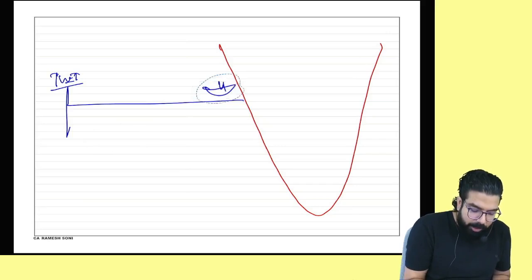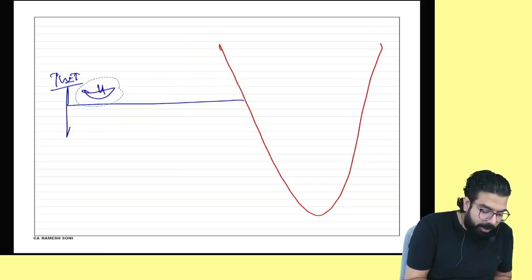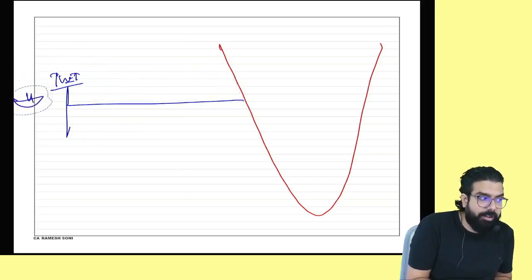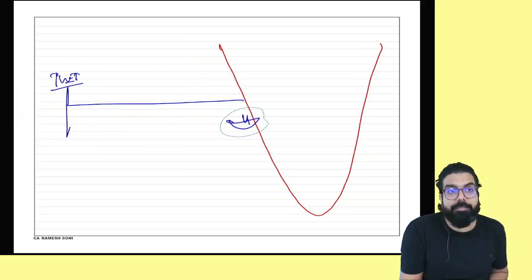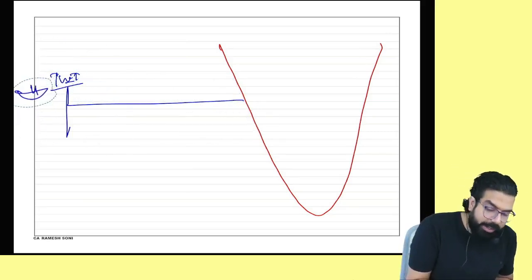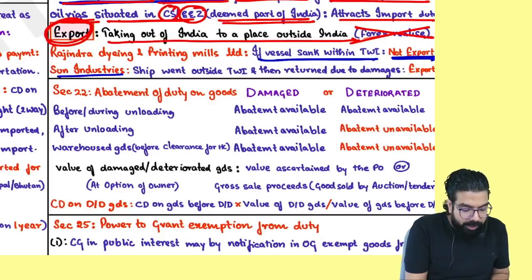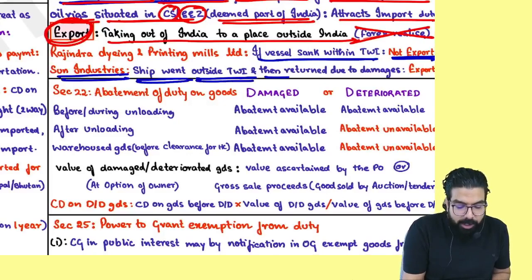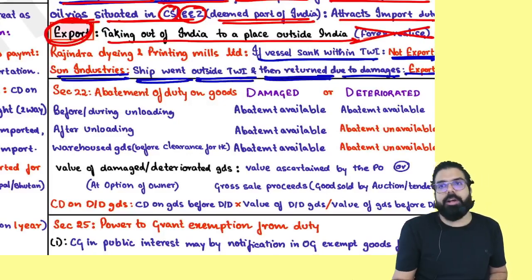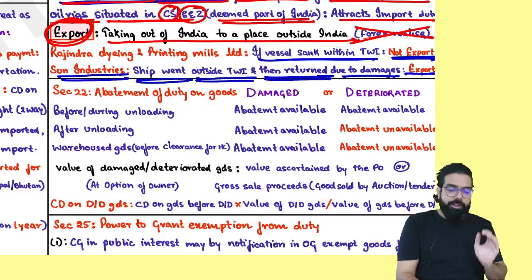Chalo, I'll tell you. One ship is going. It went outside the territorial waters, some problem happened, and it came back. When it went outside the territorial water, is it export or not export? Export. And it came back, that does not matter. The government is selling over here. Sun Industries case law, a ship that went outside the territorial water and then returned due to damages will be termed as export. Chalo, you tell me one thing.